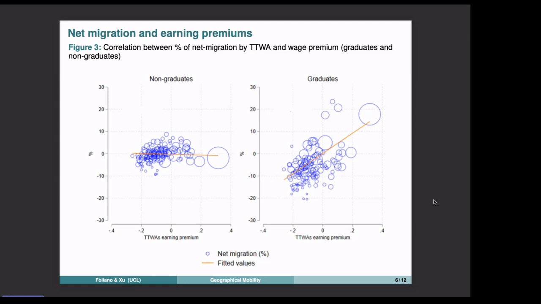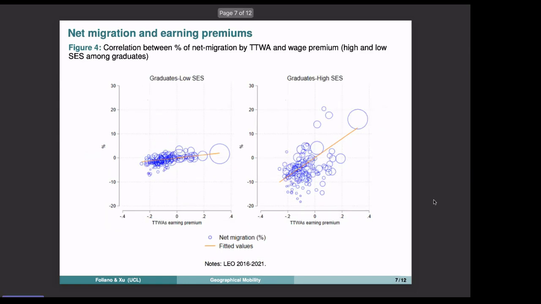I want to mention that these earning premiums, as explained before by Xiaowei, come from an AKM regression. Okay, so there's a difference between graduates and non-graduates, but what about within graduates? What can we say about low socioeconomic status graduates versus high socioeconomic status graduates? Well, what we observe here is that this clear pattern of graduates moving towards areas with higher earning premium is driven by graduates from high SES, so wealthier graduates.